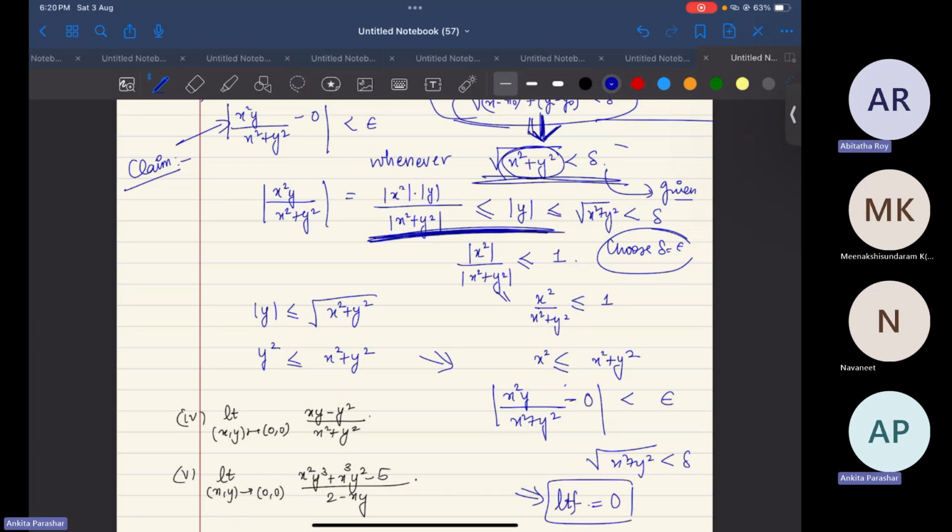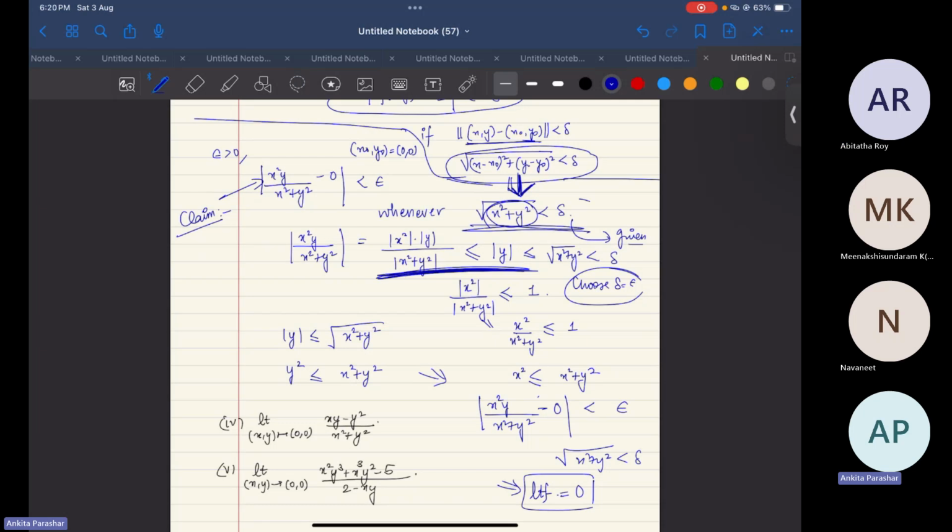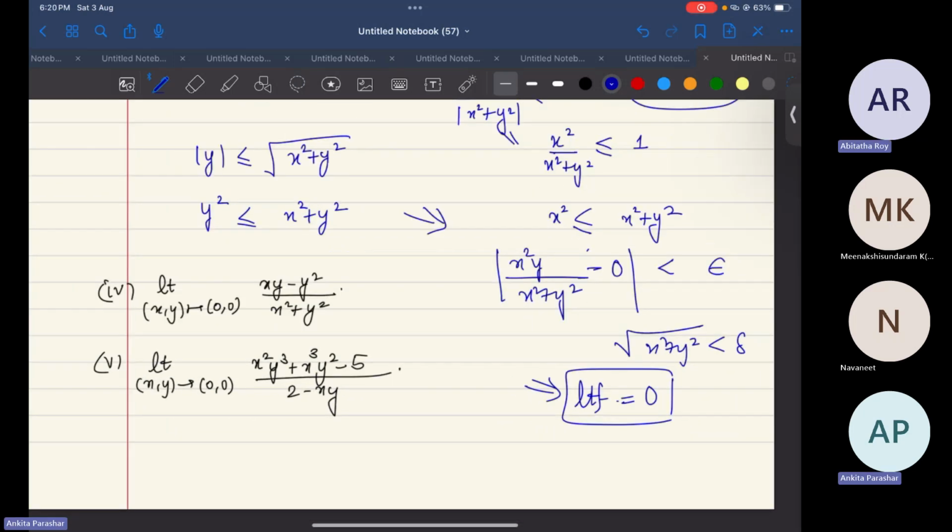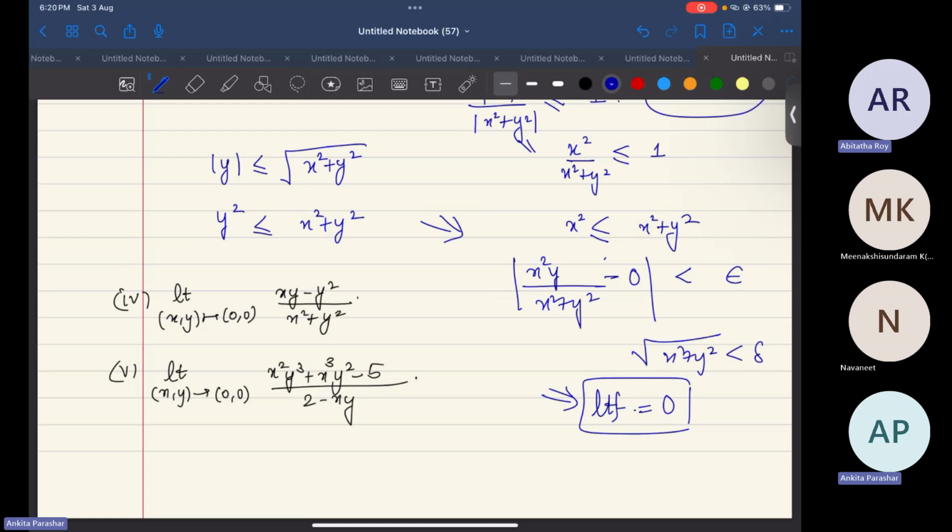Is this okay? So, proving a limit is a bit more difficult than proving that a limit does not exist. It's difficult because you have to play with the inequalities. All right, so I assume that you got some idea. Now let's do the fourth part. It should not be difficult.